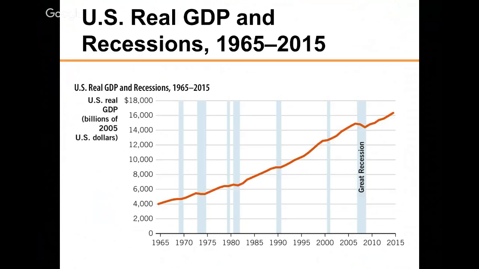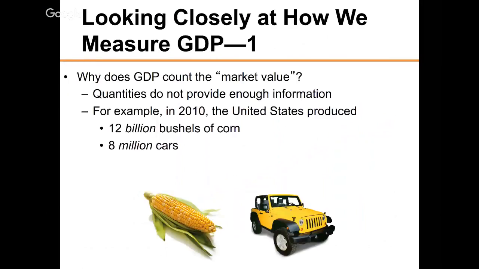What is this huge decrease here? That was our Great Recession, back in 2008. So the first part of the definition for GDP is this market value. Why is that important?